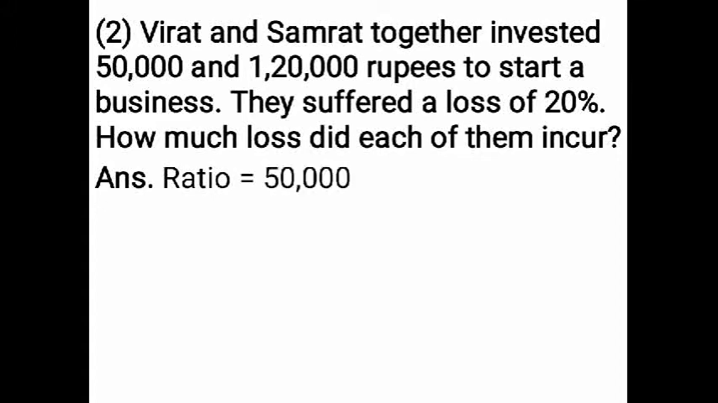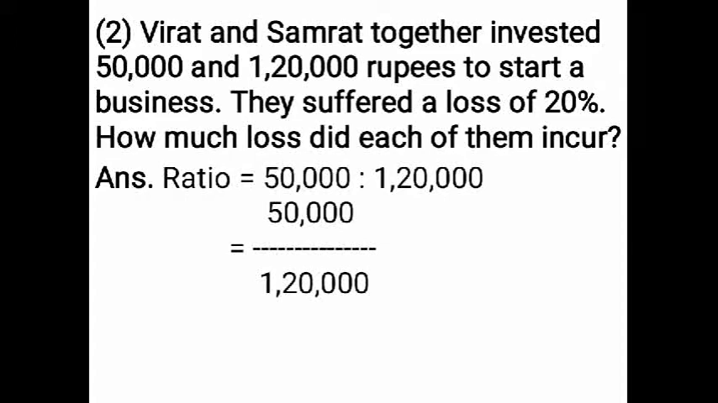Now you have to write the ratio form of 50,000 and 1,20,000 to find the exact ratio. Ratio is equal to 50,000 is to 1,20,000, that is 50,000 upon 1,20,000. Cancel all 4 zeros on numerator and denominator. Denominator, how much zeros are there? You have to cancel zeros on numerator also. So what will remain? 5 upon 12. So the ratio is 5 is to 12.